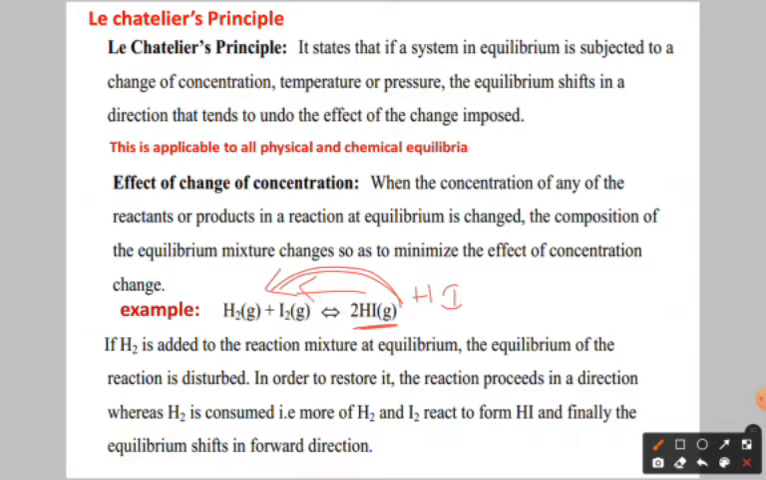So here what I want to convey is, if reactant concentration increases, the forward reaction is going to take place. If product concentration increases, the backward reaction is going to take place. Here, you are going to add either reactant or product. Now let us see here.